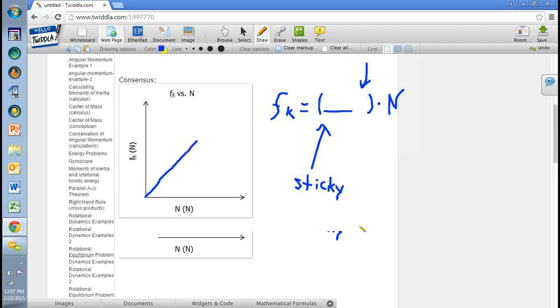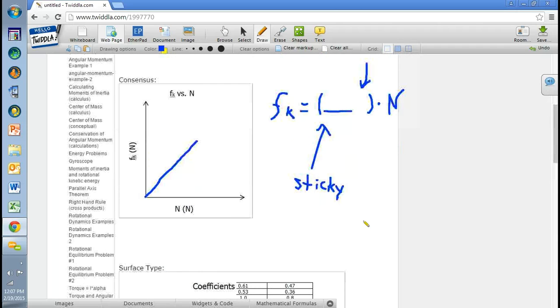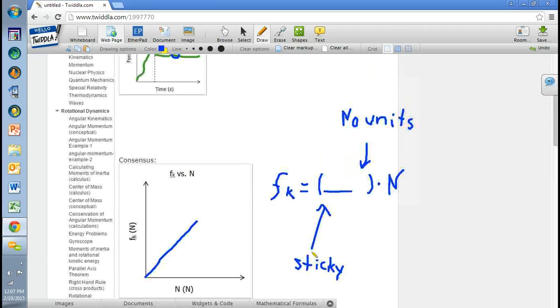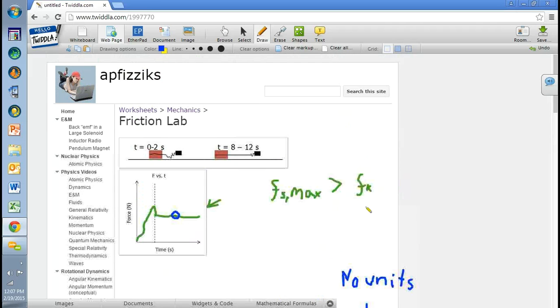So that's the next thing I want to look at. That stickiness factor is called the coefficient of friction. Before we look at this, there's going to be two different coefficients of friction. There's going to be a kinetic coefficient of friction, and there's going to be a static coefficient.